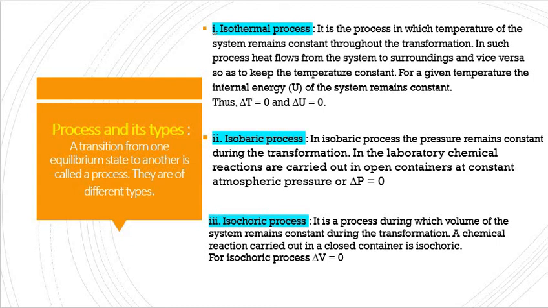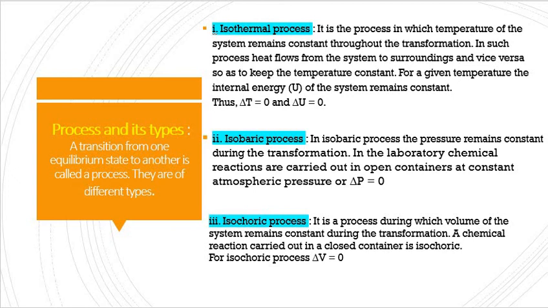Number one is the isothermal process. Isothermal process is the process in which the temperature of the system will remain constant, and in such processes heat flows from the system to surroundings and vice versa, but temperature will remain constant. In isothermal processes, you will always have delta T equals to 0. That is why the change in internal energy of the system will be 0. Internal energy means delta U.